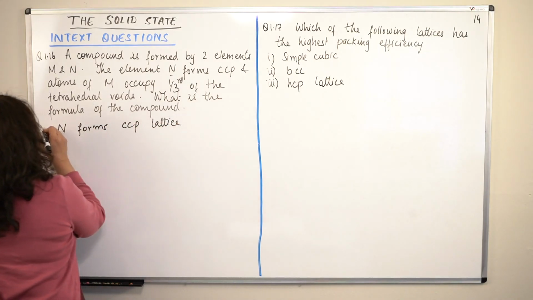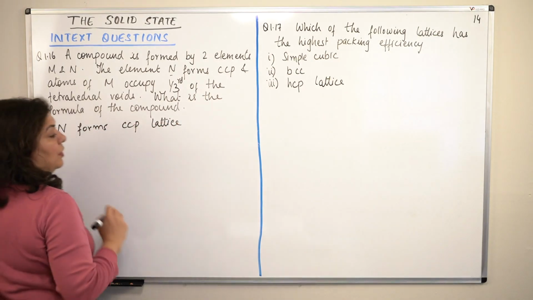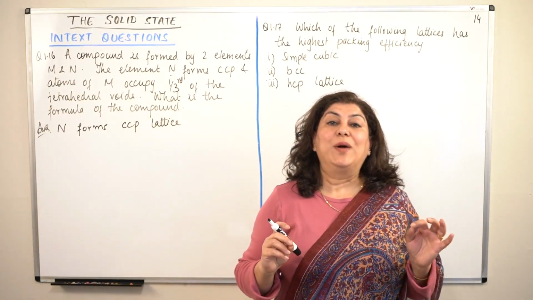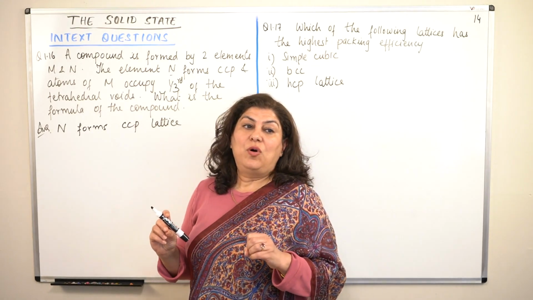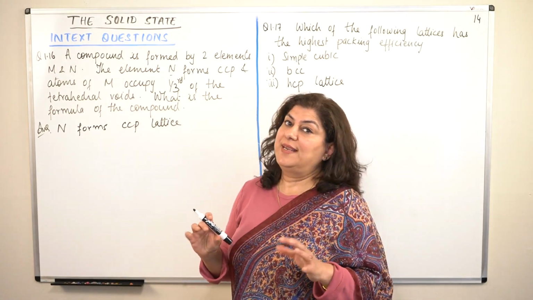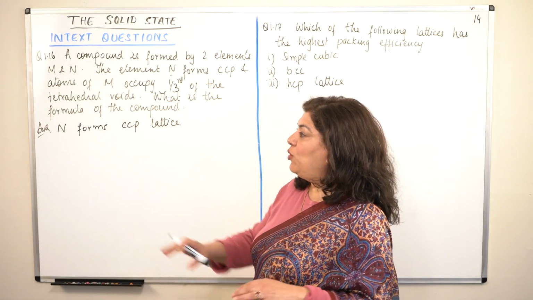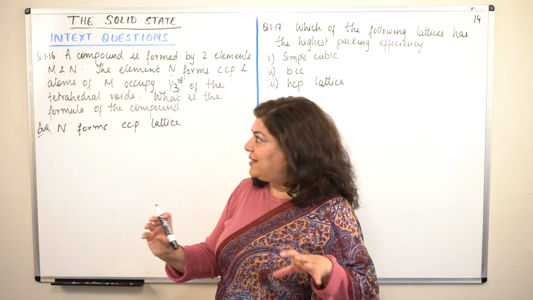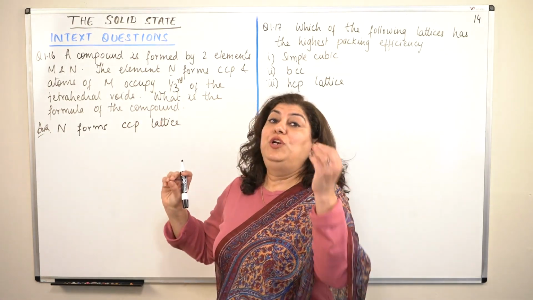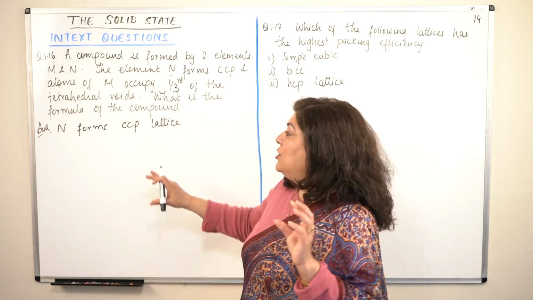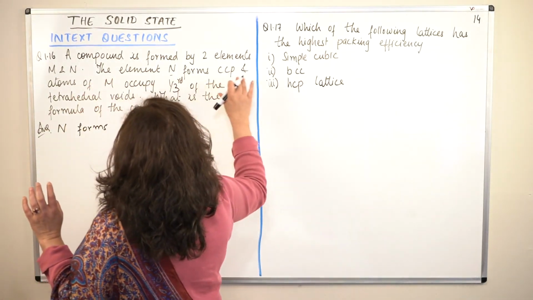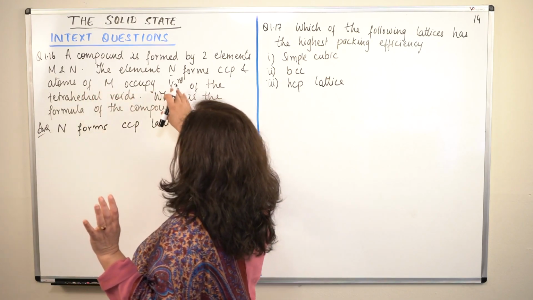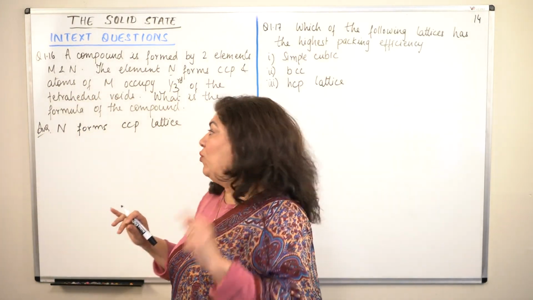In CCP lattice, whatever is the number of atoms, the number of tetrahedral voids is twice of that. And the number of octahedral voids is equal to the number of atoms. So whatever is the number of atoms of N, since N is forming the entire lattice and M is only occupying the voids. So the element N forms CCP lattice and atoms of M occupy 1/3 of the tetrahedral voids.